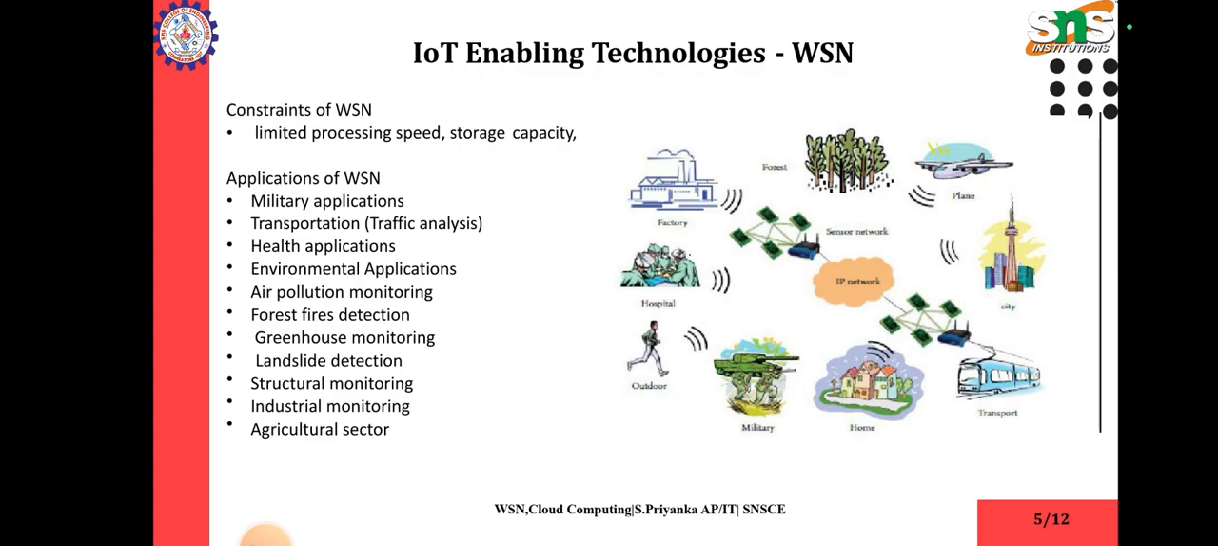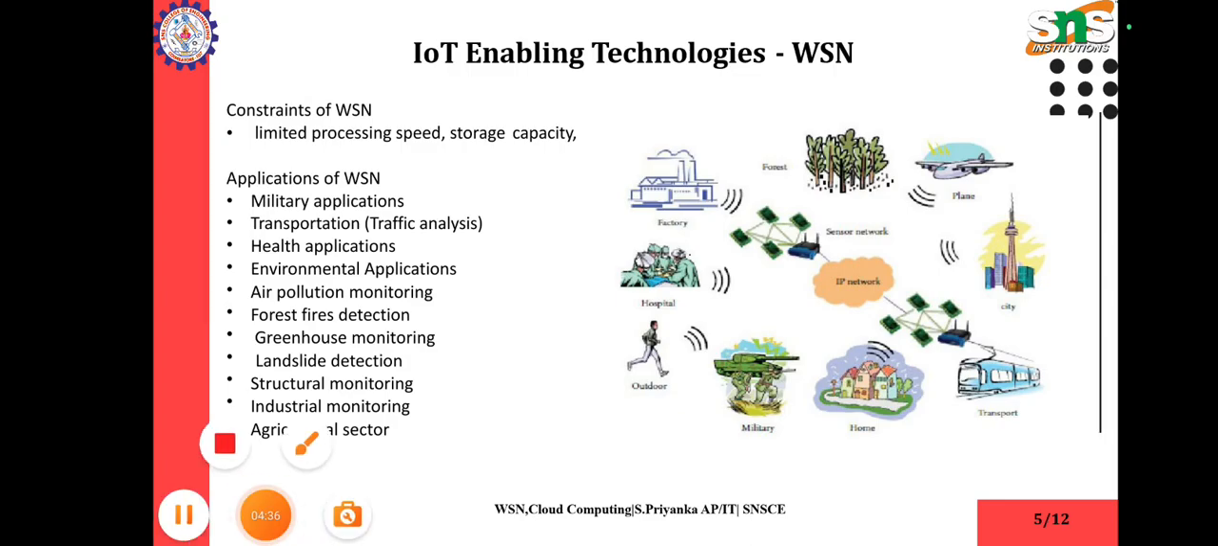First is the military application. In the military, we are using WSN. Transportation, that is traffic analysis. Here the traffic will be analyzed through WSN and the report will be sent to the centralized team. Next is health applications. Many hospitals nowadays are using this technology, wireless sensor networks, to monitor their patients.